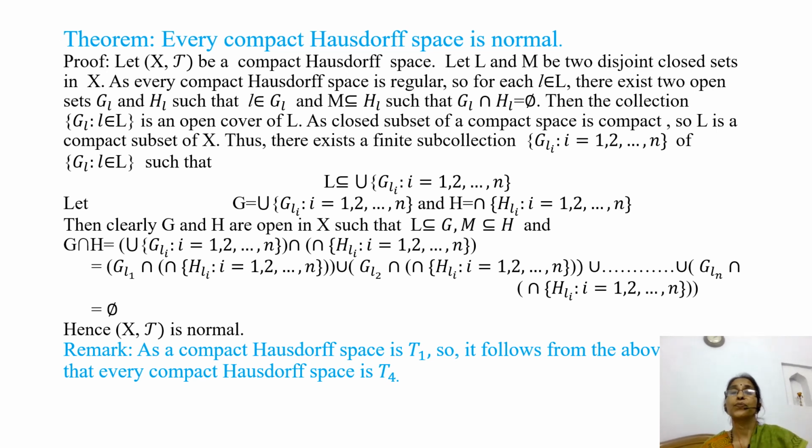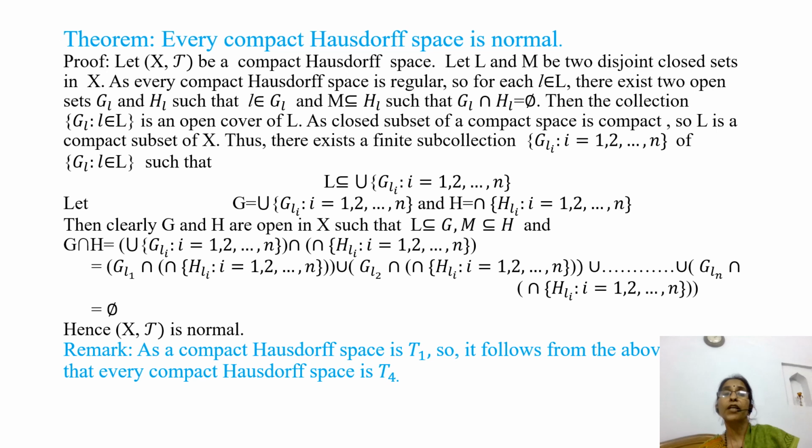Then the collection G_l, where l belongs to capital L, is an open cover of L, because for each l in capital L we have an open set. So this is an open cover of L. As we know, and actually we have proved in the last semester, that every closed subset of a compact space is compact. And here, since L is a closed subset of compact space X, so L is a compact subset of X. Thus, this open cover is reducible to a finite subcover.